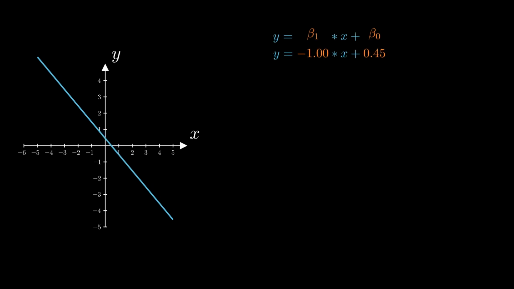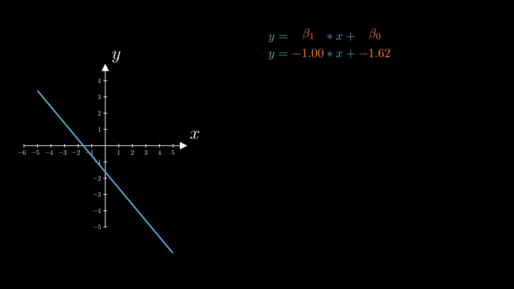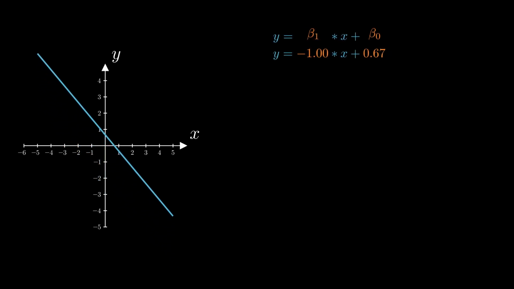Consider a simple 2D graph. You can draw a straight line on this graph with this equation. Here, beta 0 is the y-intercept. By changing this value, we can move the line up or down, as it represents the point at which the line crosses the y-axis. The second value, beta 1, is the slope of the line.